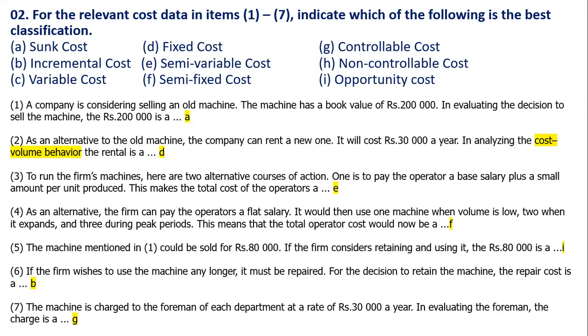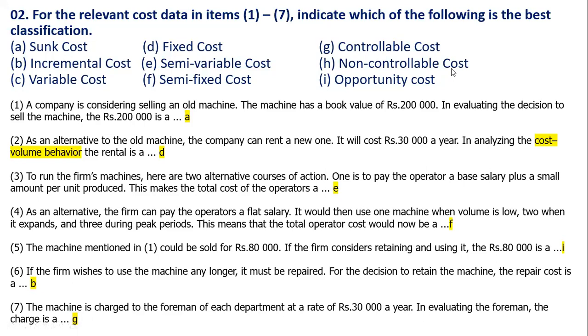So that's the sunk cost. The next most important thing that you learn is about the cost volume behavior. If in a given scenario it referred to the cost behavior, the appropriate classification would be fixed, variable, semi-fixed, semi-variable. Then the next most important thing that you learn is about the combination of fixed and variable cost. If there's a combination of fixed and variable, we call them semi-variable. Then when it comes to the semi-fixed, it is what we call the step fixed, or it only comprises fixed cost. So that's the next thing that you learn.